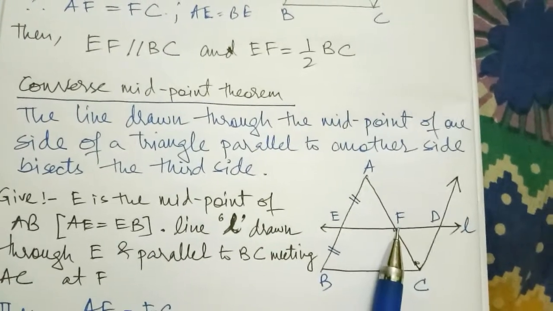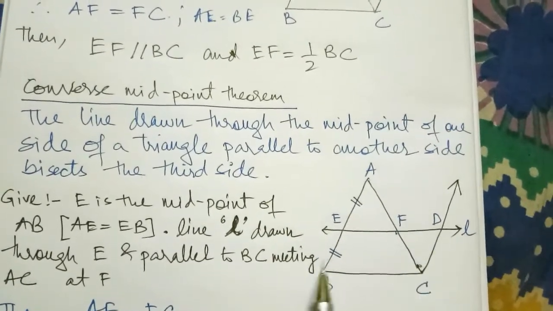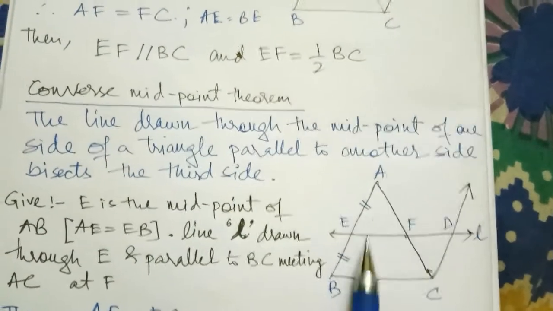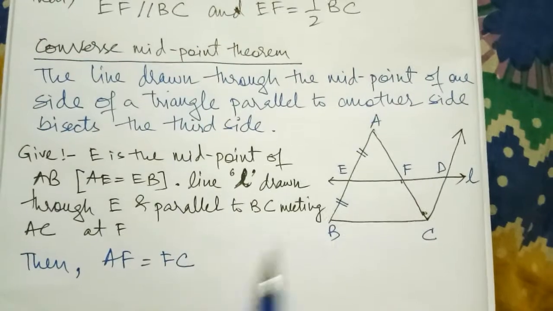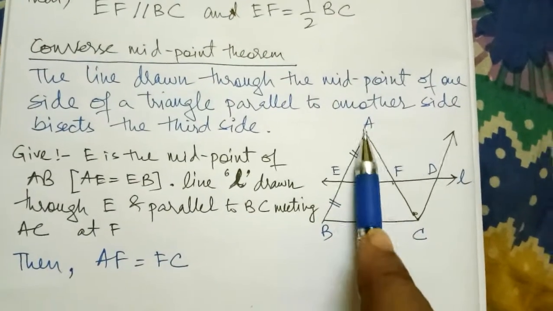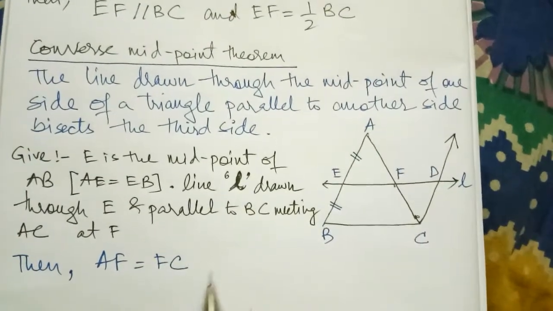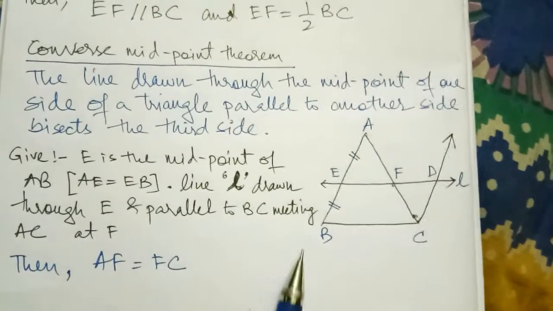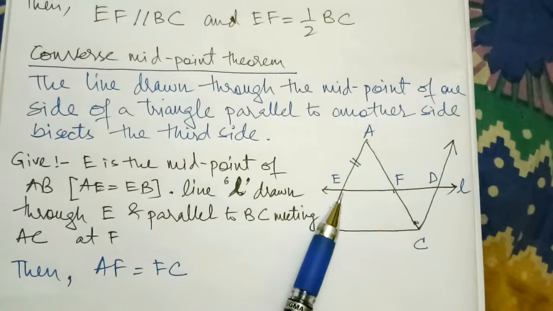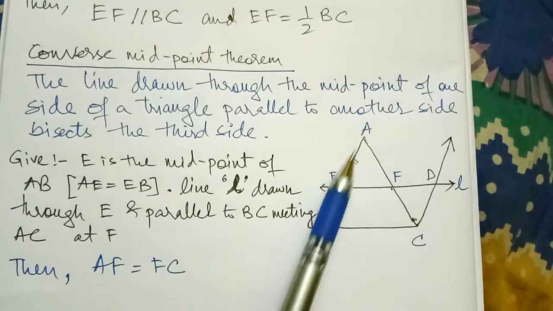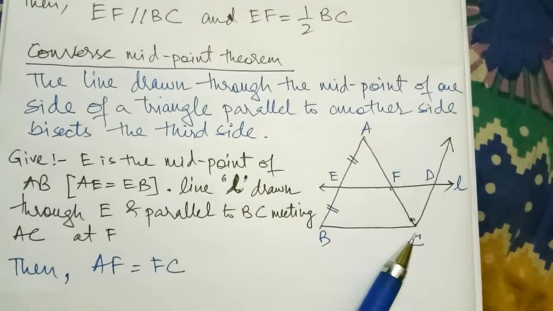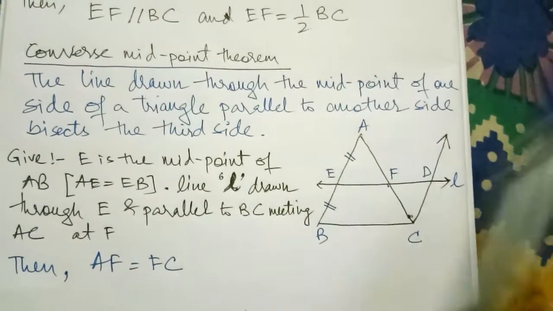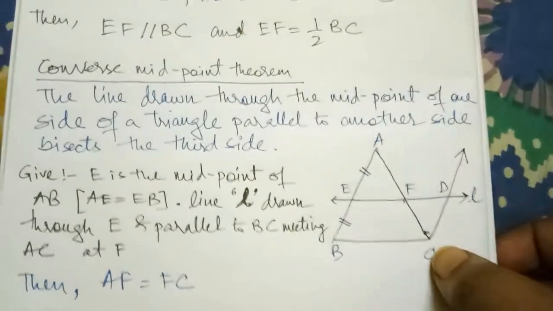When will it be done? When this line is parallel to the third side and passes through the midpoint. From here we can write that AF equals FC. This is the converse midpoint theorem. We can write it when E is given as the midpoint of this side and EF is parallel to BC. Only then can we write that AF equals FC. Okay, I hope you have understood this part also.